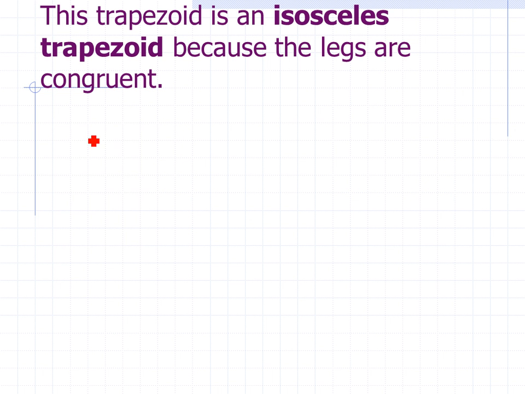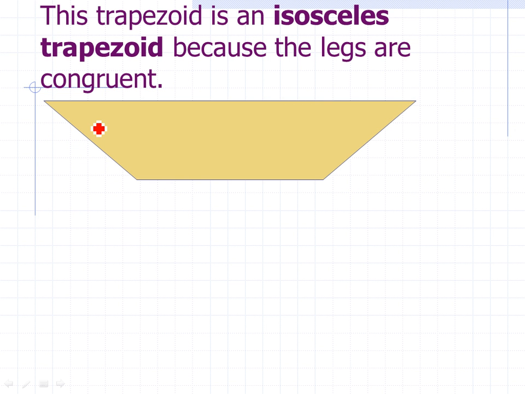All right. If you have a trapezoid, go ahead and write this down. Draw this picture. If you have a trapezoid where the two legs are congruent, then it's called an isosceles trapezoid.